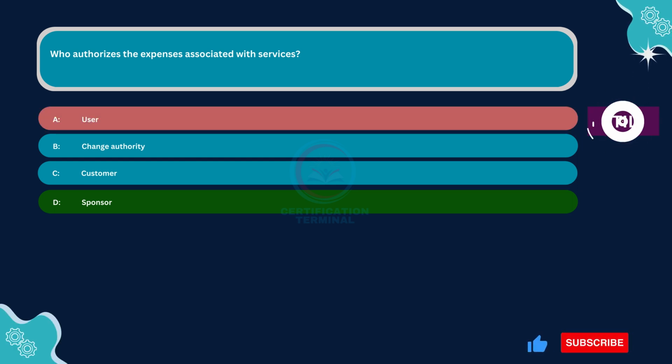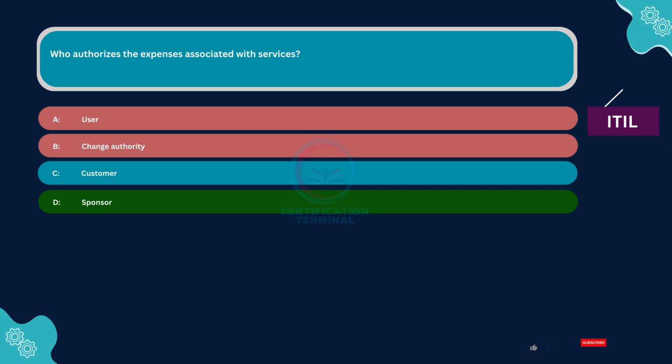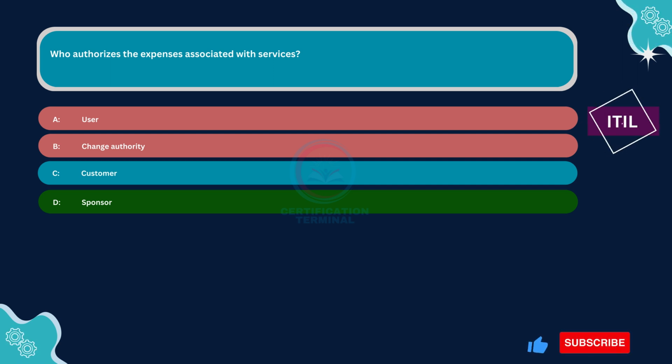Option A, user, is incorrect. While users may request services and provide input on their requirements, they typically do not have the authority to authorize expenses associated with services. Users are more involved in utilizing the services rather than approving their costs. Option B, change authority, is incorrect. The change authority is responsible for approving changes to services or service-related components. While changes may impact expenses, the change authority's primary role is not specifically to authorize service expenses.